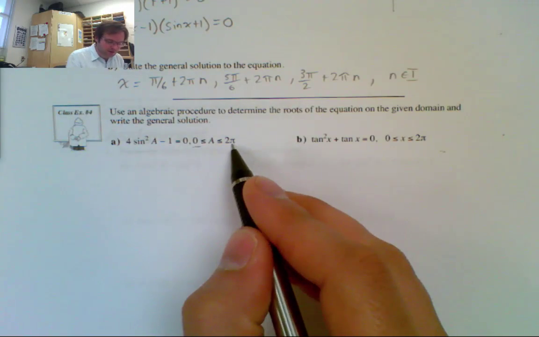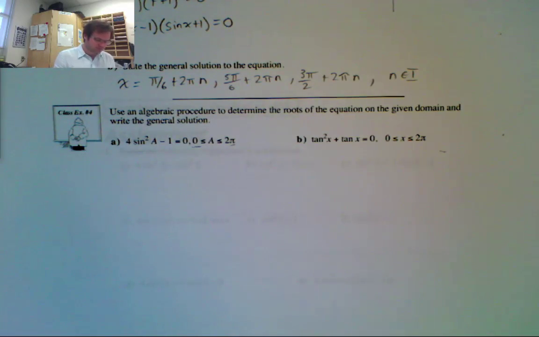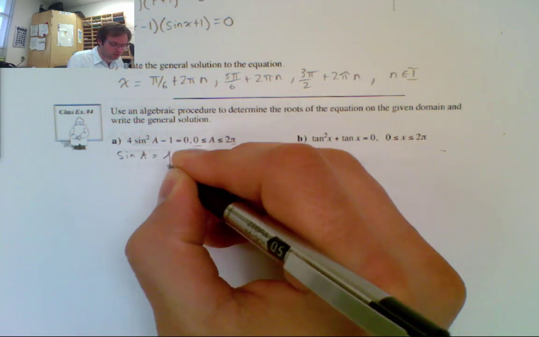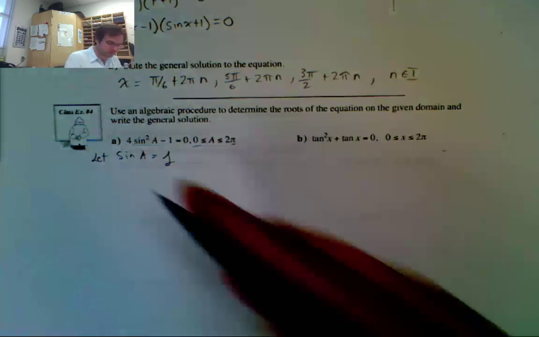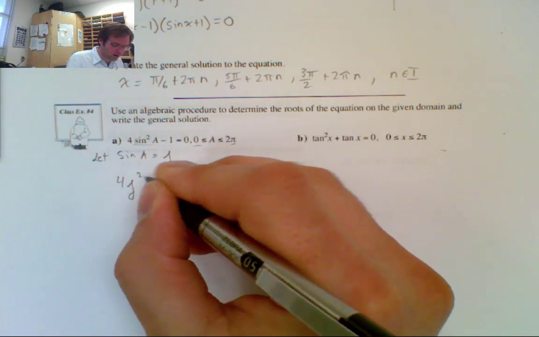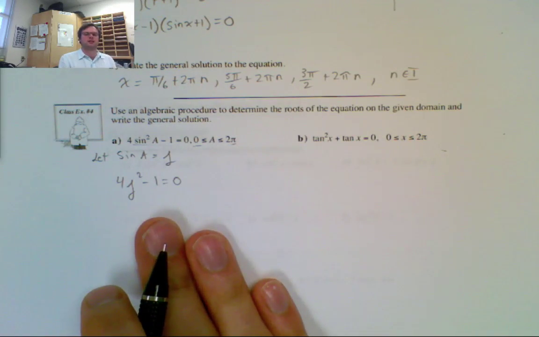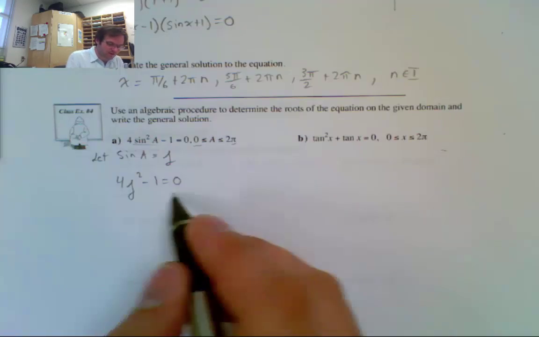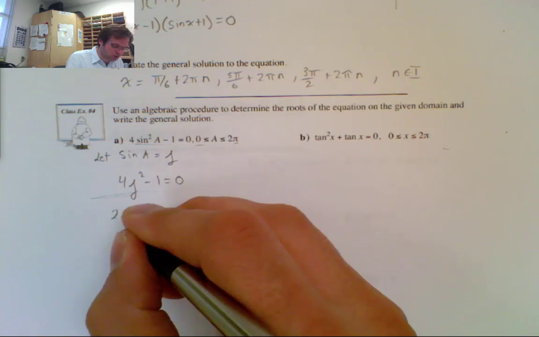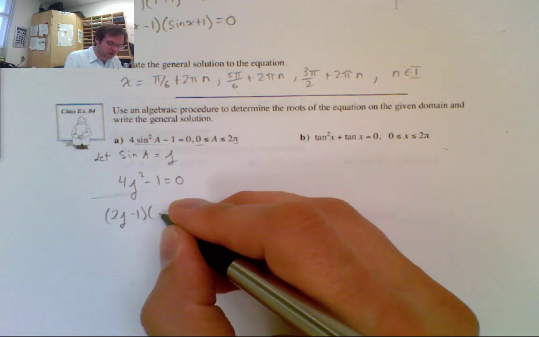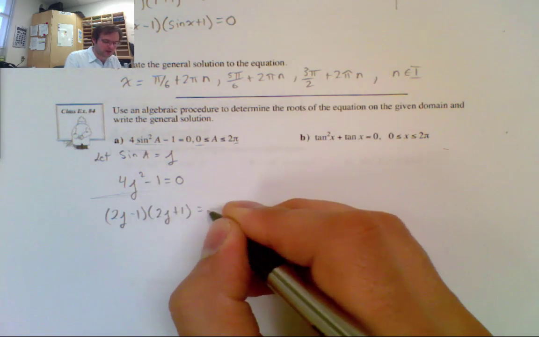So here we're looking again, this must be in radians because we're in terms of pi. But this looks complicated, doesn't it? So all I'm going to do is make this the same thing as sine A. We're going to let sine A equal to j. So now when I have 4j squared minus 1, and we're saying that's equal to 0, this doesn't look that complicated, does it? So in other words, we're going to factor this first, and I'm going to get 2j minus 1 multiplied by 2j plus 1 is equal to 0, because this is a difference of squares.